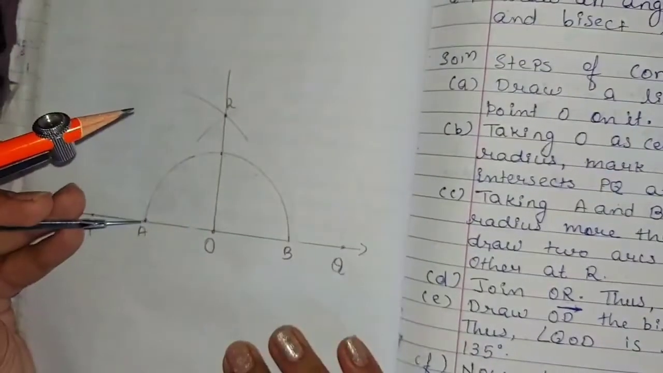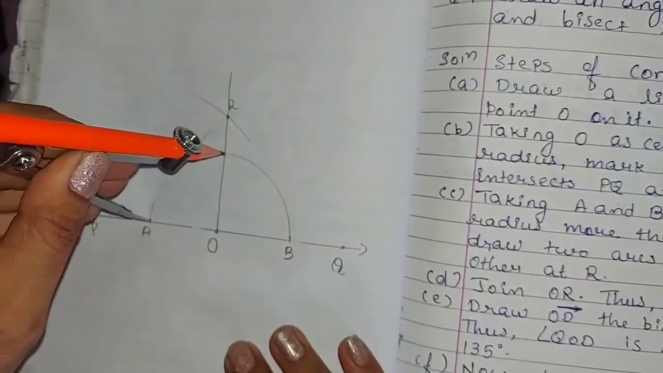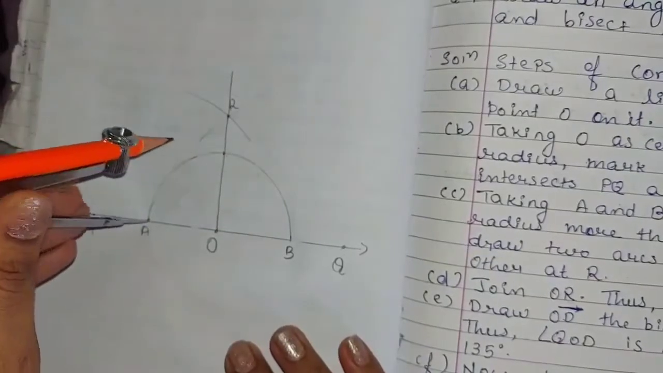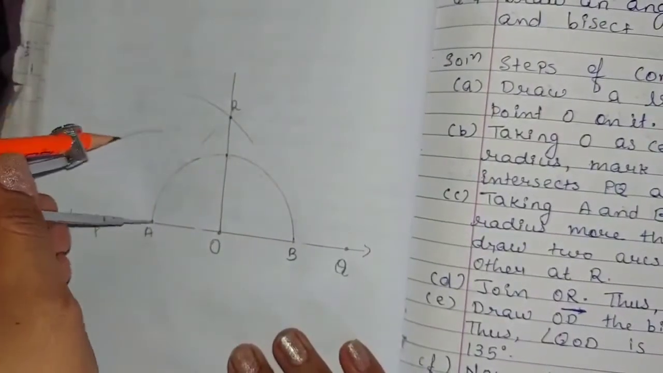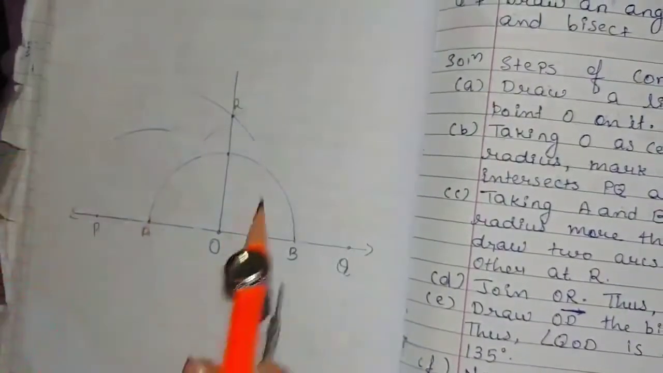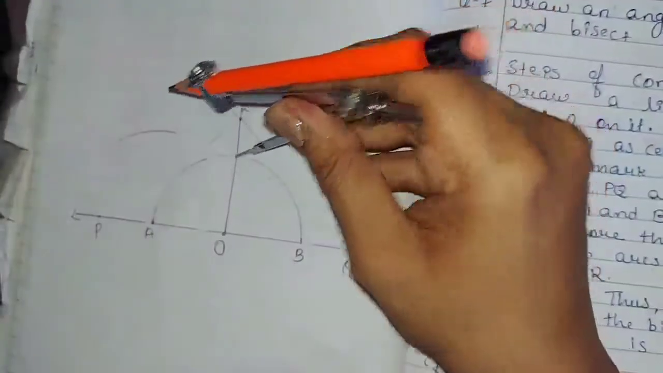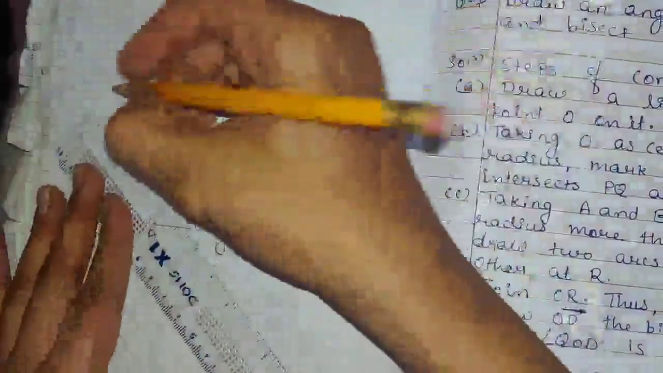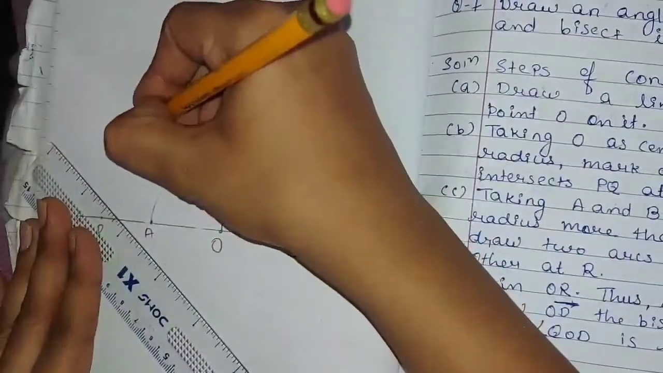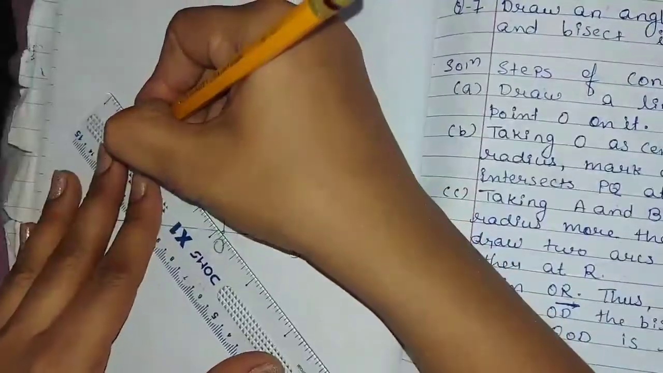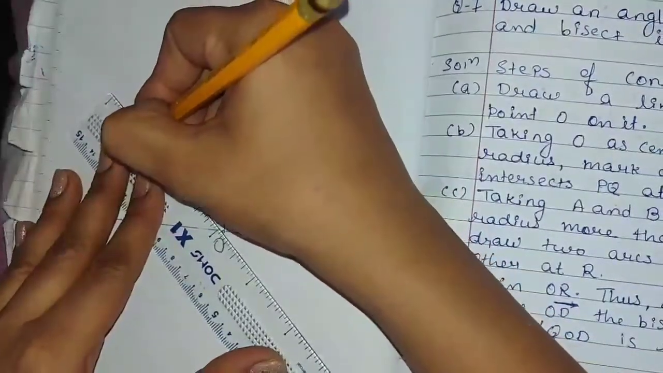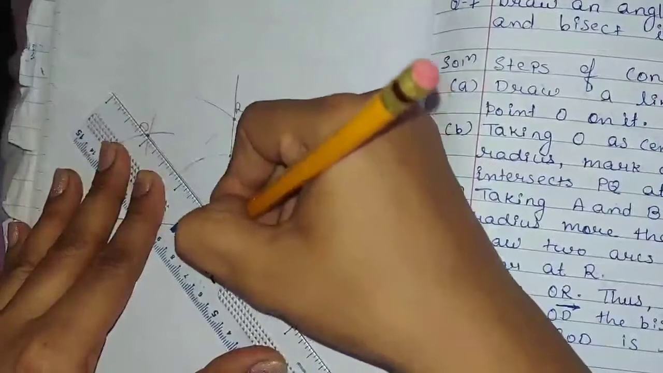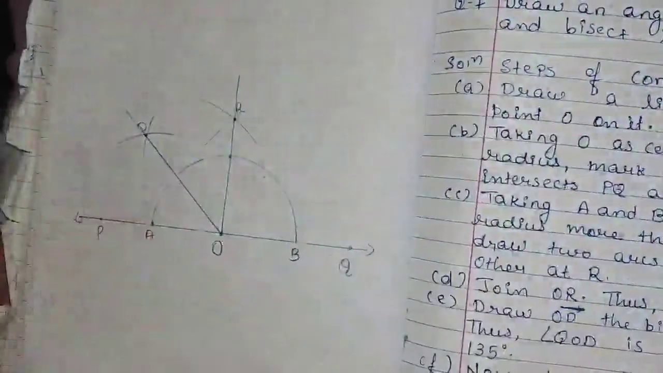So first of all, let us take the distance from these two with the divider. We have to take more than half radius. Taking A as a center, let us mark one arc. Taking the other point as center, let us mark another arc. Now what is the next step of the bisector? We have to join this intersecting arc point, let us call it D. Join this D with O, or let us join OD. So we have joined OD.